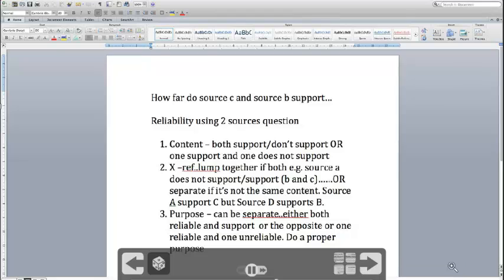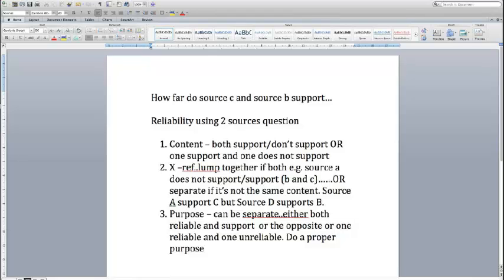Okay, that means whether A supports C or A doesn't support C, it doesn't matter. As long as you answer the question, if A supports C, therefore C supports this issue. If A doesn't support C, therefore C does not support this issue. Or if A supports C and B, therefore C and B both support this issue. Okay, or does not support this issue, depending on what their stand is.